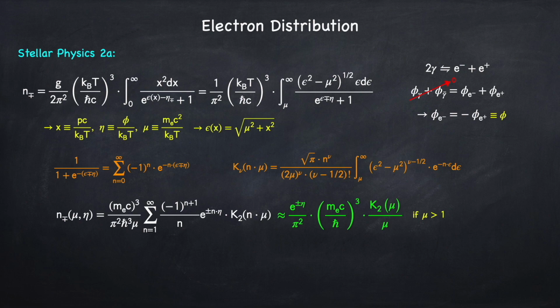Now we're going to see in a little bit that actually, even if the electron mass is less than the temperature, this approximation is pretty good. So all I've done here is, instead of doing this infinite sum, I just took the term of n equals 1, and then dropped all the other terms in the sum. So now we know what the number density of electrons and positrons is.